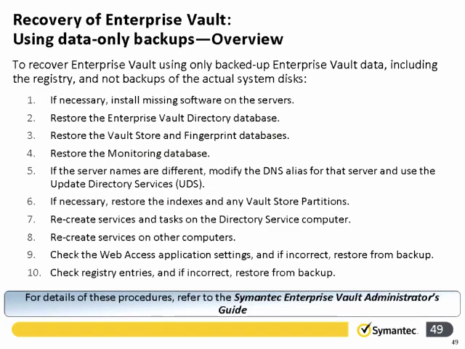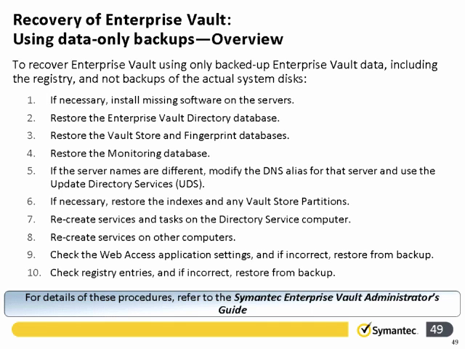Now, if you are trying to recover the Enterprise Vault environment, and instead of using the full recovery environment, you're just going to use the data-only backups that you have, you need to install whatever software is missing on the individual servers. You're then going to restore the Enterprise Vault directory database, followed by a restoration of the Vault Store and Fingerprint databases. If you have, in fact, installed the Enterprise Vault Operations Manager, you will restore the monitoring database at this point. If the server names changed as part of the recovery process, you need to go in and modify the domain name server aliases for those servers, and then you need to run the Update Directory Services utility.